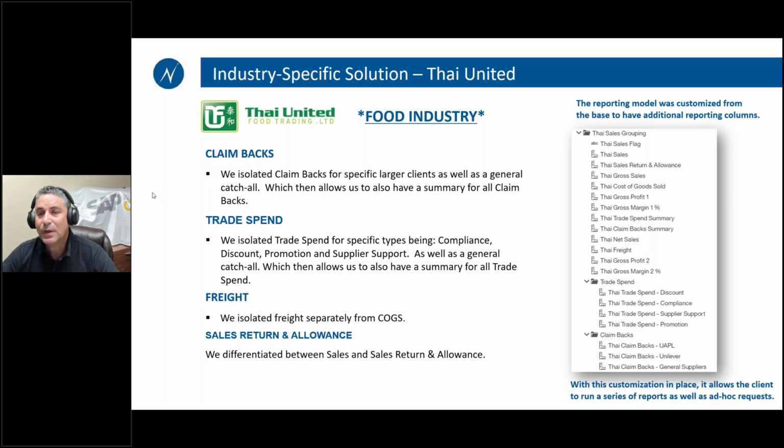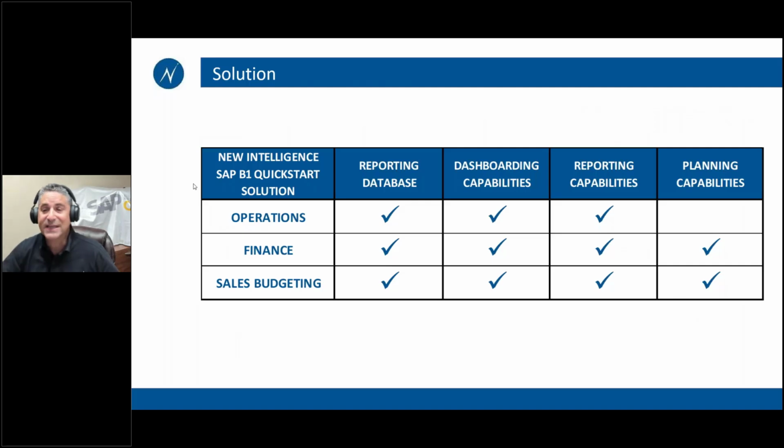Okay. So in terms of the solution itself, the solution has 3 different tiers, from operations to finance to budgeting and forecasting perspective. And each one of them comes with a reporting database, with dashboarding capability and reporting capability. But when we're dealing with the budgeting, for example, the sales budgeting side of things, or the finance side of things, it gives you planning capability as well.